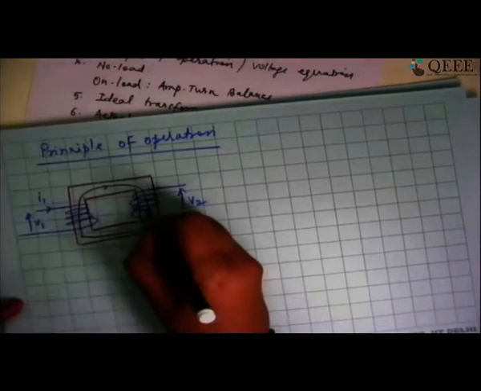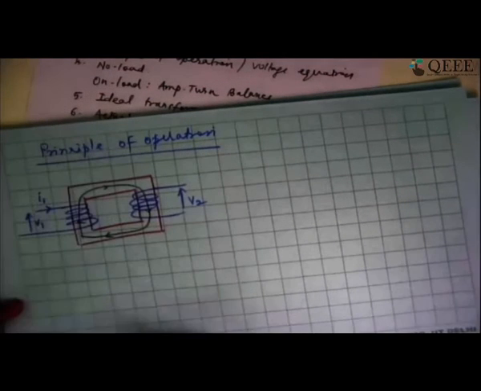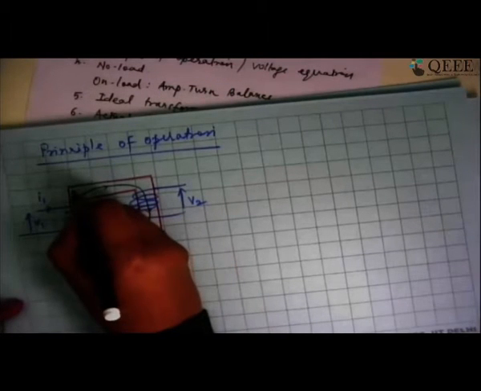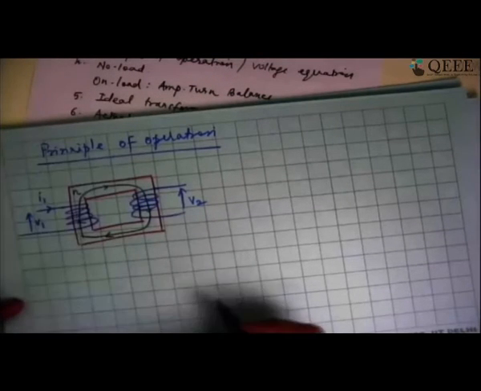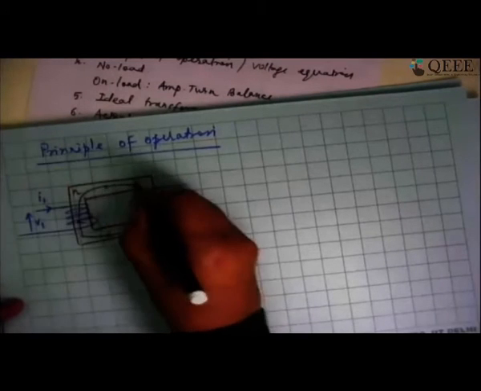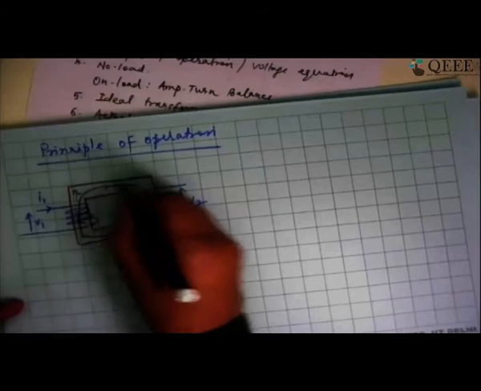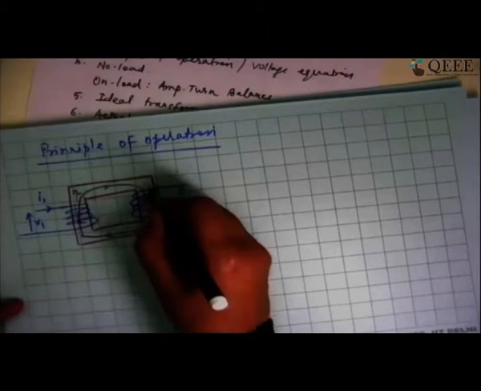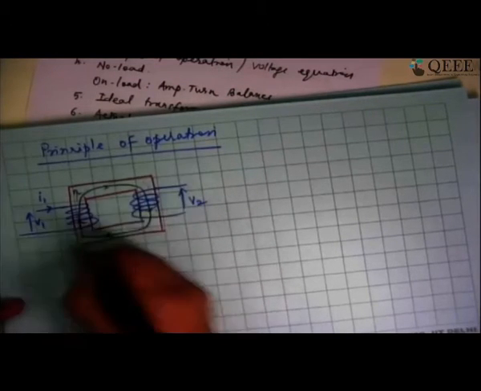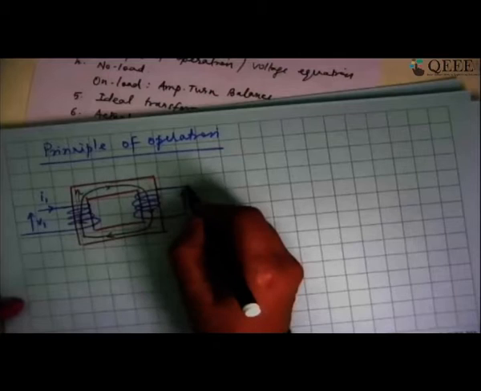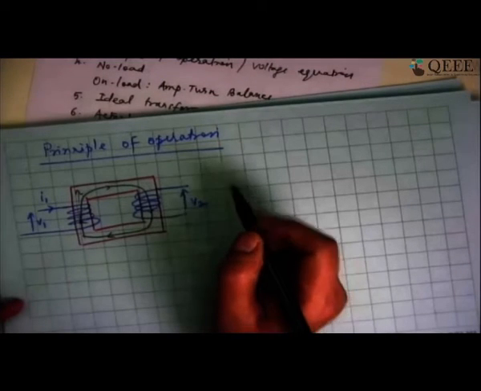I am showing a magnetic field line which has a closed path like this. If I have, say, n magnetic field lines, they will go through this side of the core, through the horizontal portion of the core, and then through the secondary side of the core also. So whatever flux is produced by the primary current, the entire flux will be linked by the secondary circuit as well.